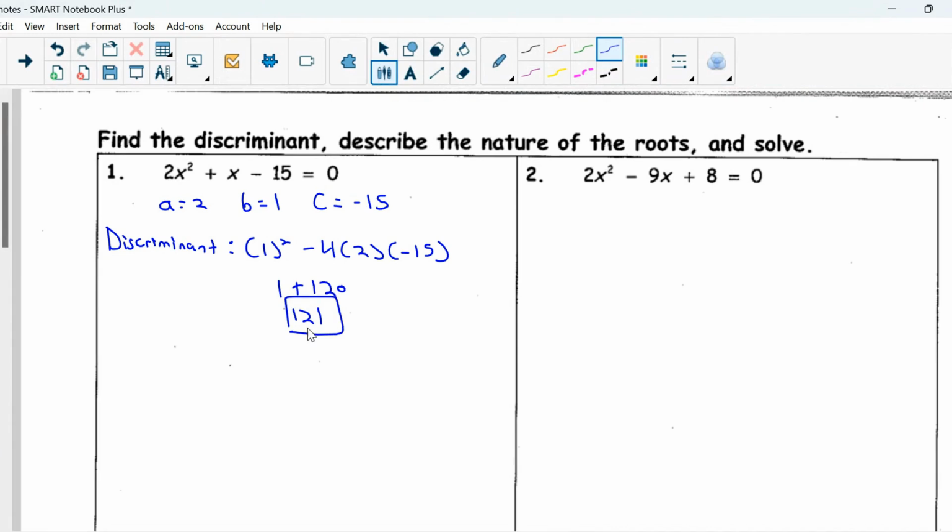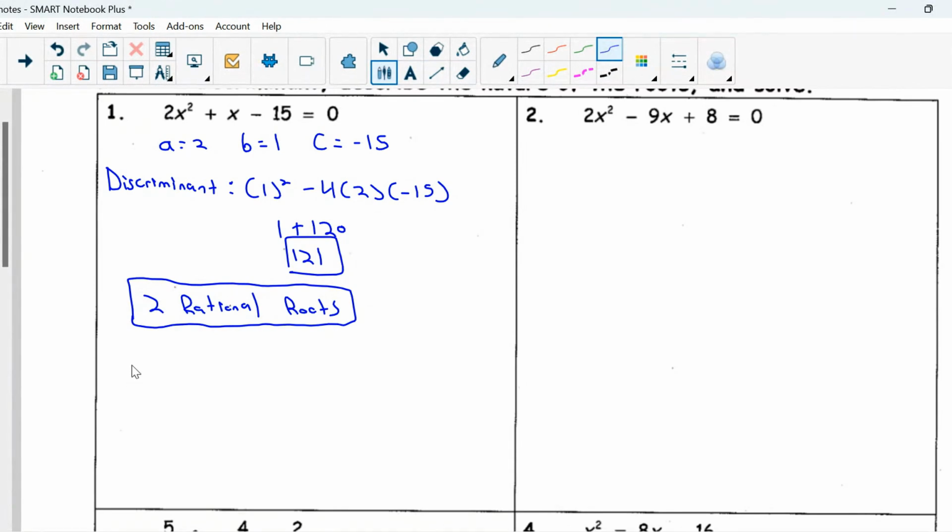So at this point, you need to look back at your chart, and eventually you'll have this memorized. But what does a positive discriminant mean? Okay, if we have a positive discriminant that is rational, like 121, that means that we will have two rational roots. Okay, so this tells us what our result is going to look like after we use the quadratic formula to solve for our roots. So now let's use the quadratic formula.